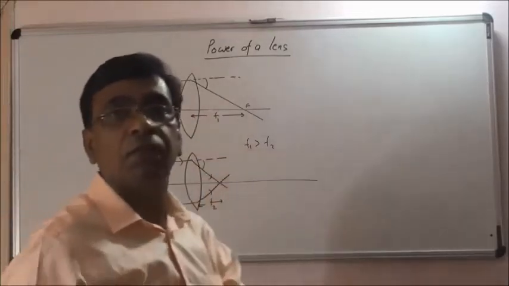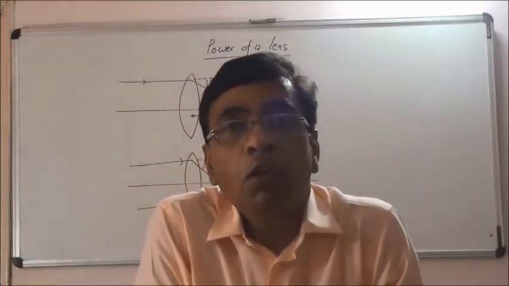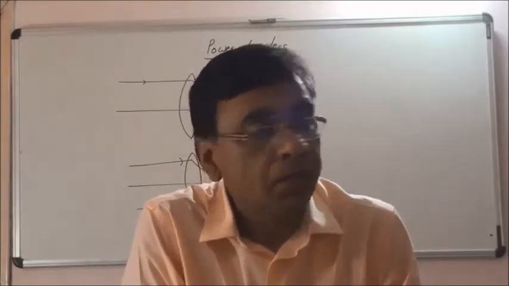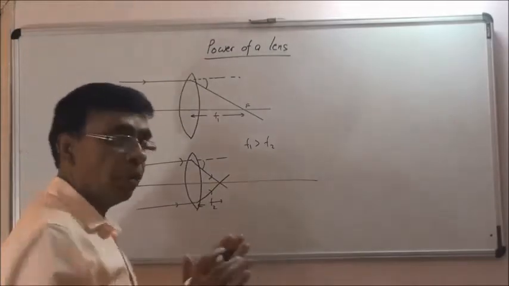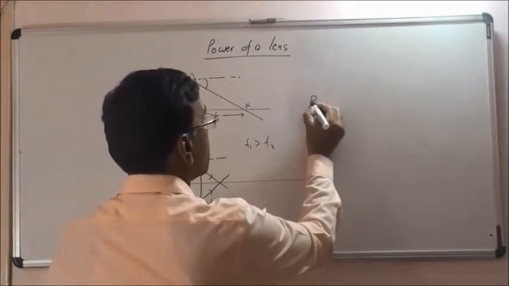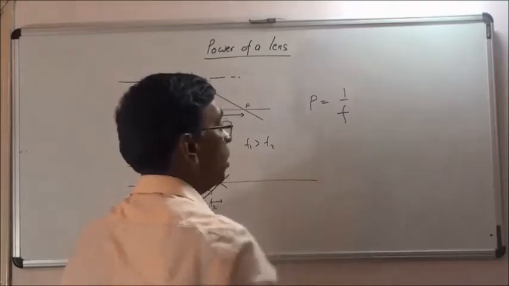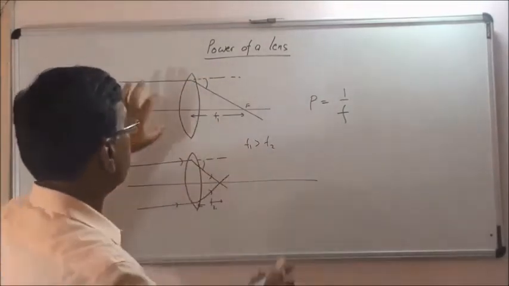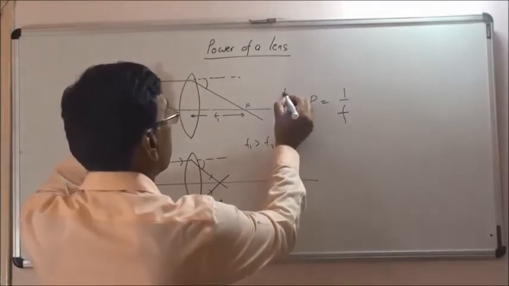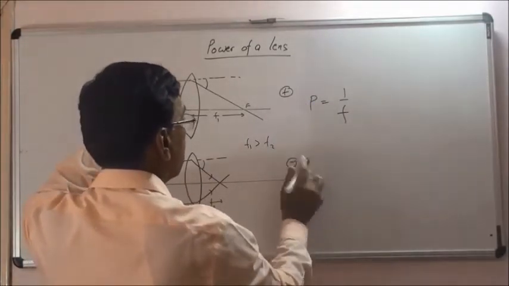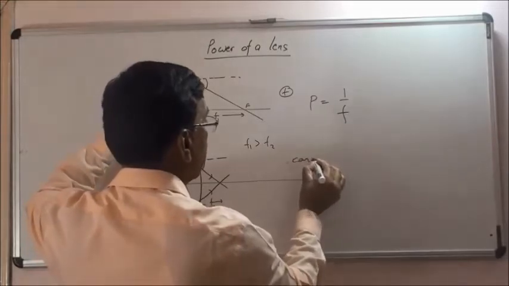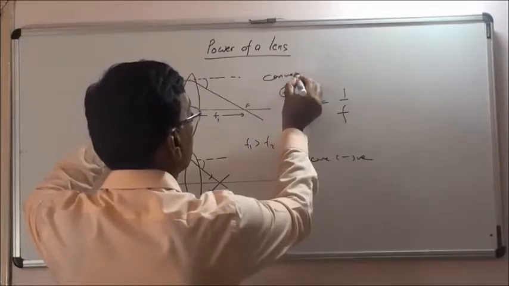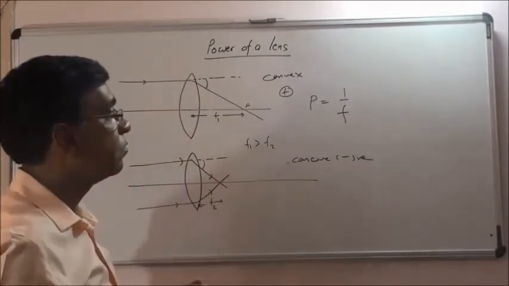So power of a lens is defined as the ability of a lens to converge or diverge the rays. And mathematically, power is taken as 1 by f. So reciprocal of focal length is called power. Power for convex will be taken as positive. Power for concave will be negative. For convex it will be positive.